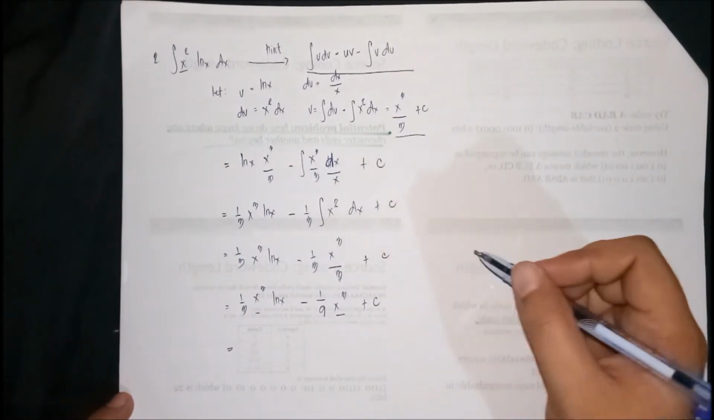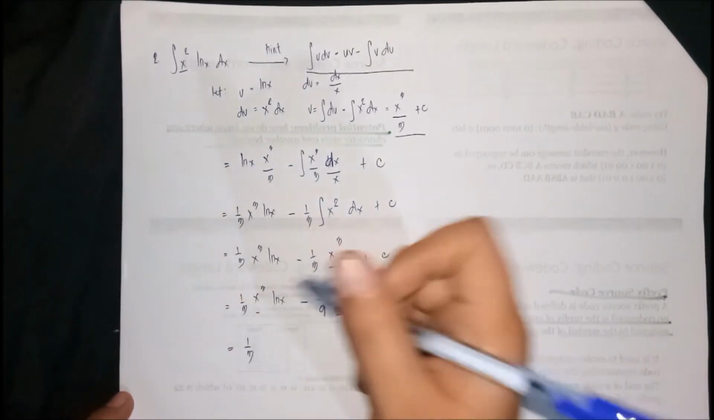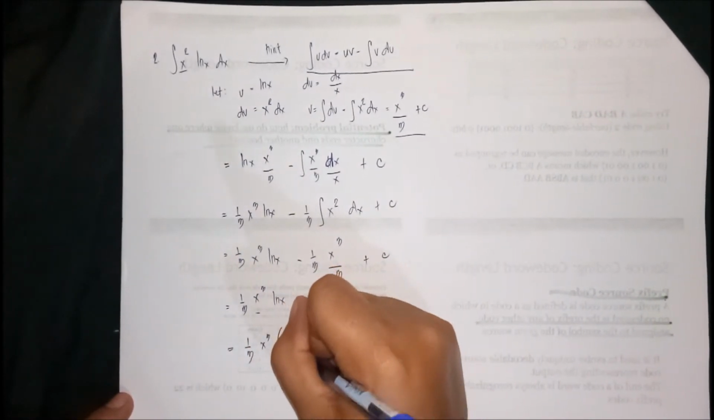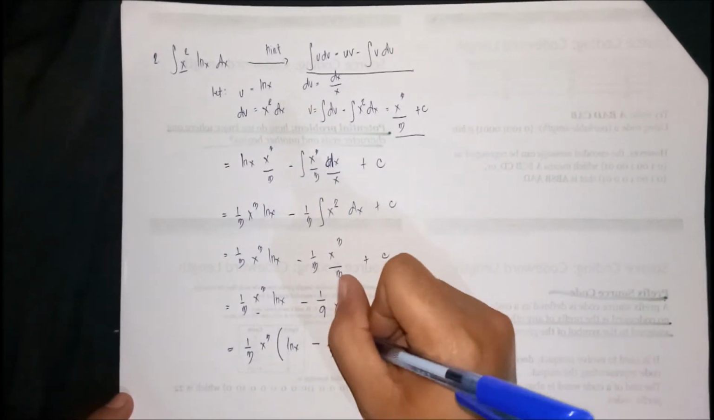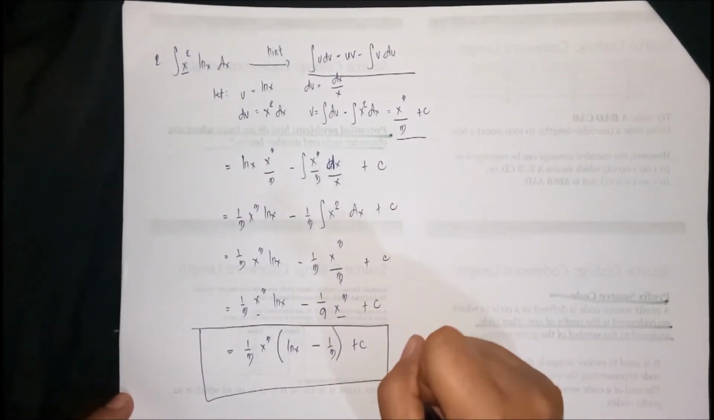Okay? Actually, pwede na to, pero if we want to factor them, we can. So, ilabas natin, pwede din salin natin si 1/3. Okay? 1/3 x cubed. So, ang natira sa kabila is ln x minus 1/3 plus c. Okay? So, pwede na ito yung ating final answer.